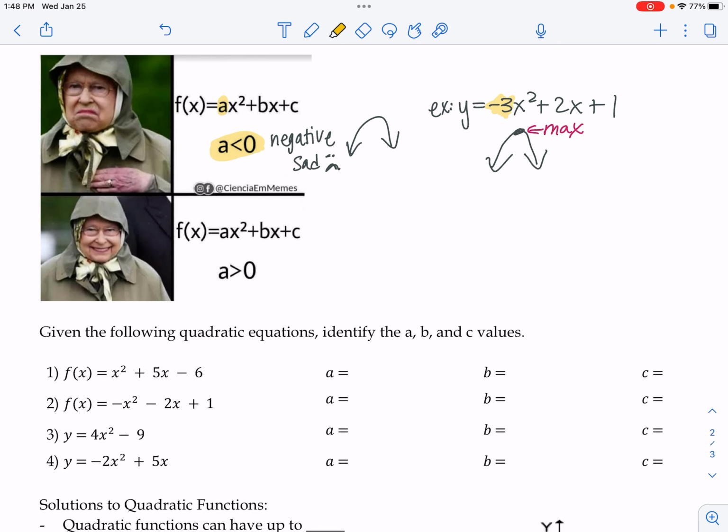Whereas if our a value is positive, a is greater than 0, that's positive. So it's happy. It's smiling. So it's a happy parabola. So an example would be like y equals 3x squared plus 2x plus 1.